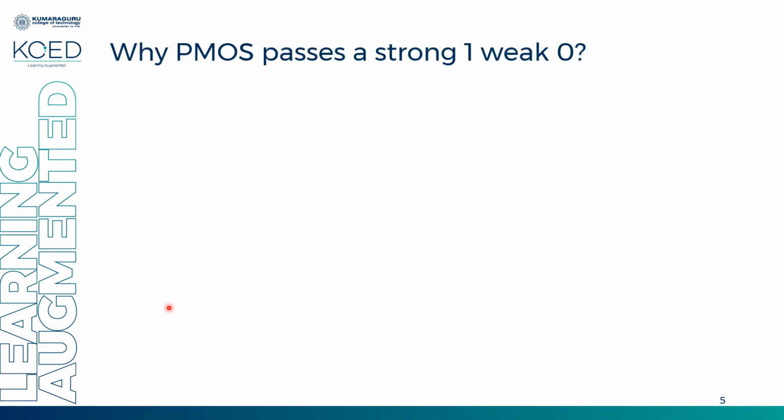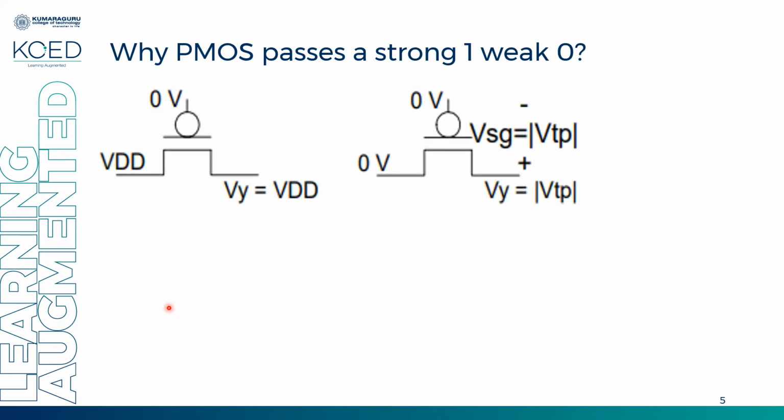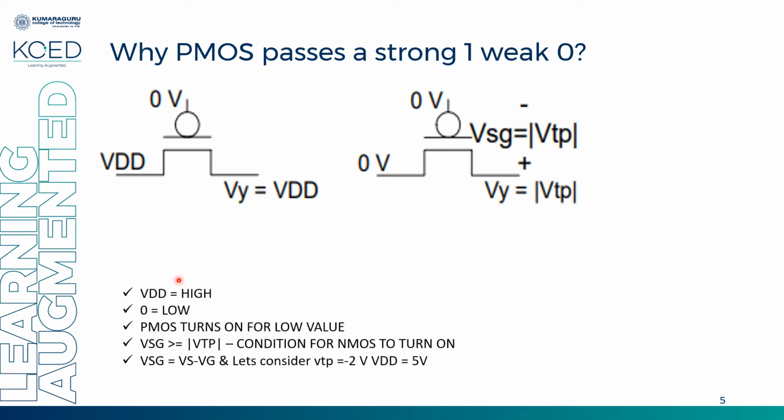Similarly, why does PMOS pass a strong 1 but a weak 0? Similar kind of analysis we are going to do. Here also, you can pass the value from source to drain and drain to source. So PMOS, same kind of conditions. VDD is high and 0 volt is low. So when will a PMOS turn on?